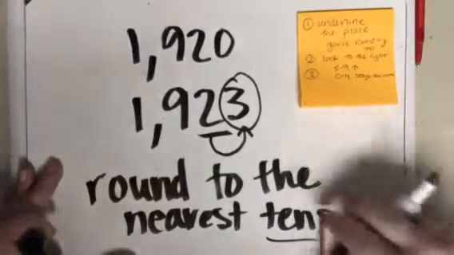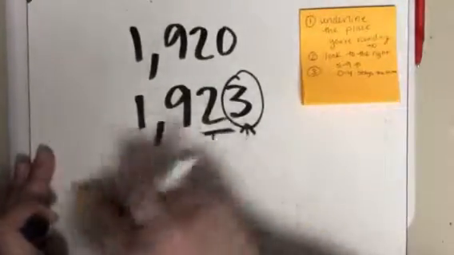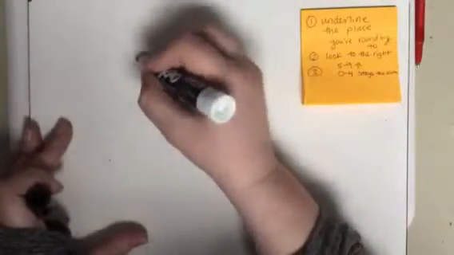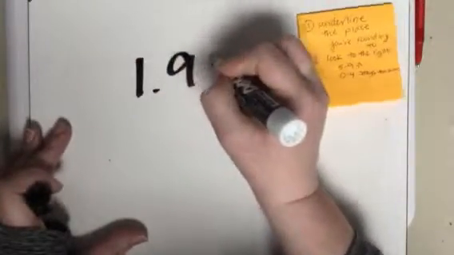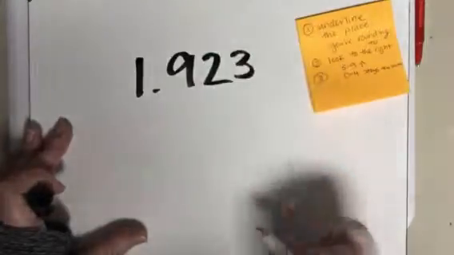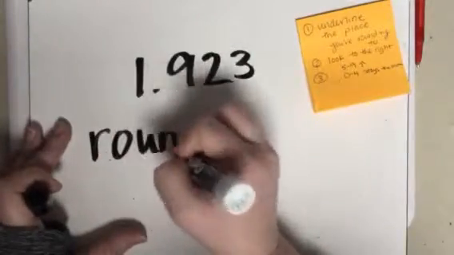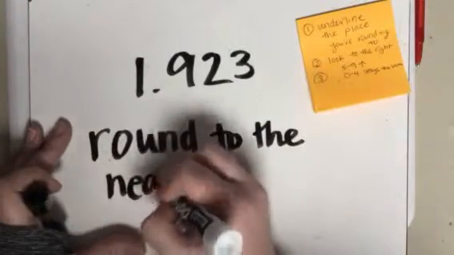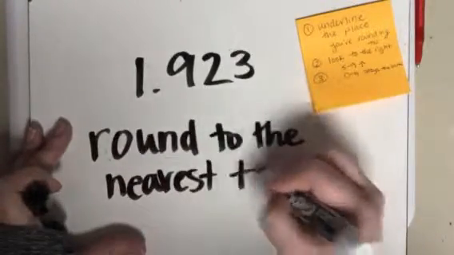Now that should be review, rounding whole numbers to different spots. What's new for us this year is rounding decimals. So let's try a decimal. Let's say that it was round to the nearest tenth.